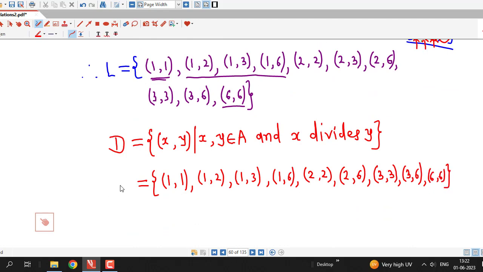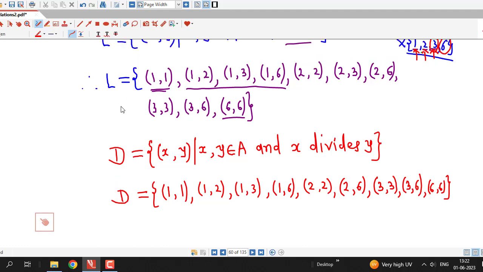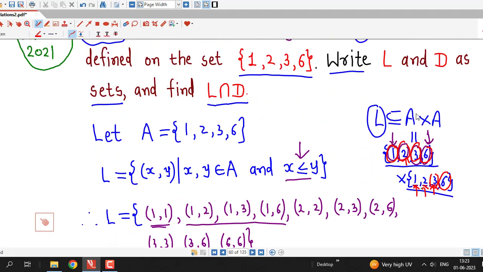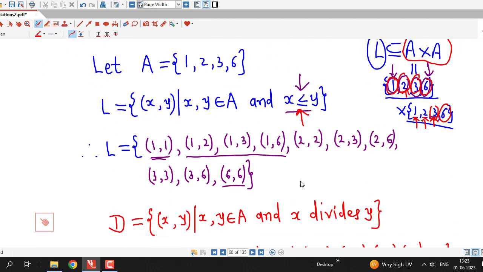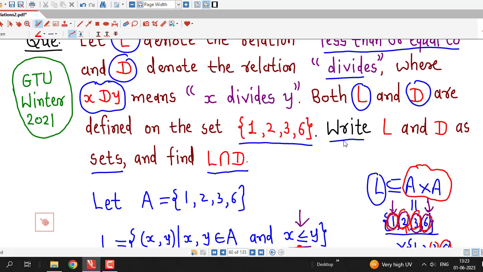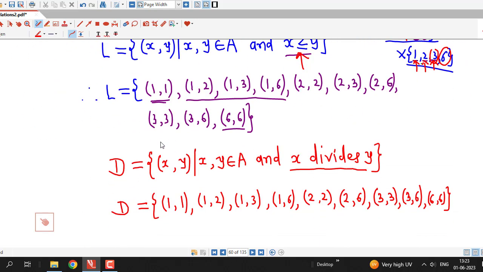So now we have written L as well as D as a set. They are sets of ordered pairs and all those ordered pairs are from this A cross A. We are writing those ordered pairs for capital L for which x is less than or equal to y, and for D we are writing those ordered pairs (x, y) for which x divides y. So this is the first part, to write L and D as sets, and then we are asked to find the intersection of these two relations.